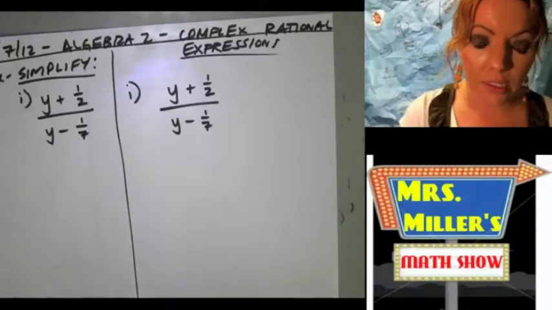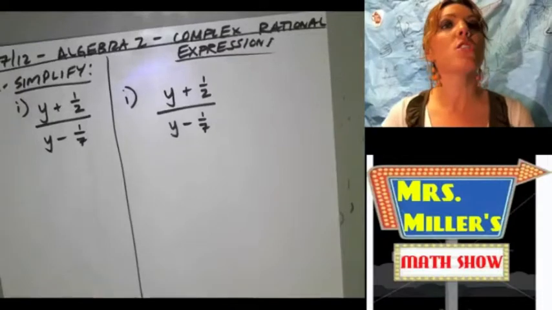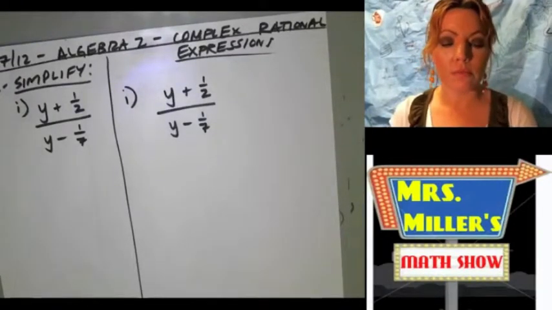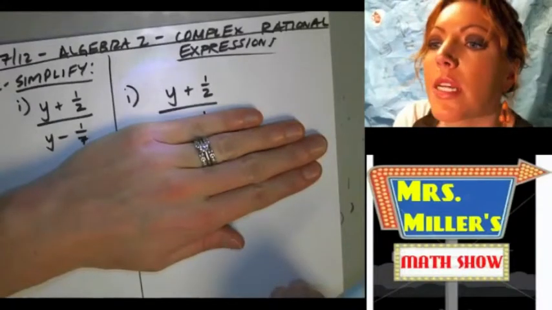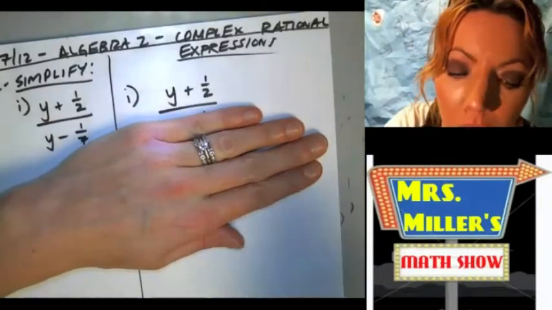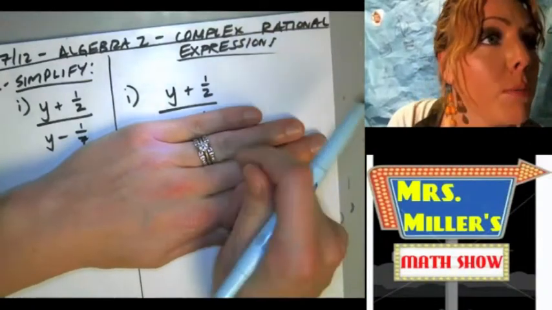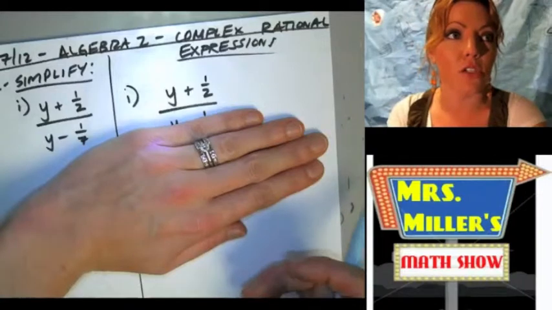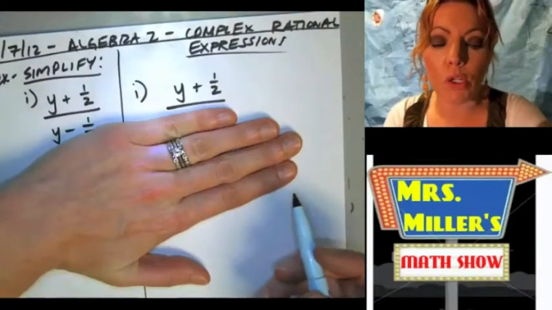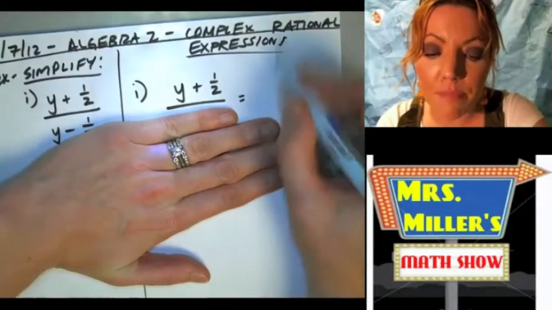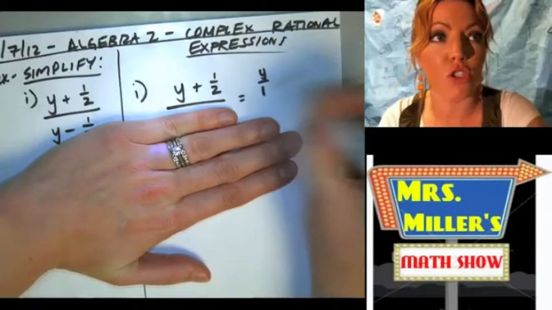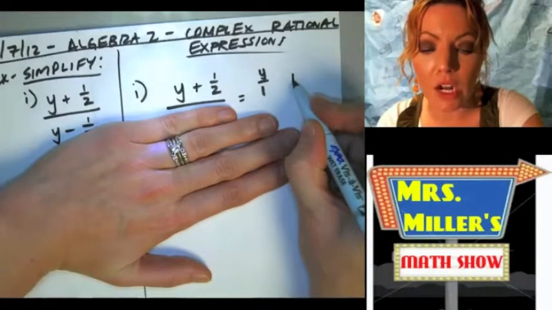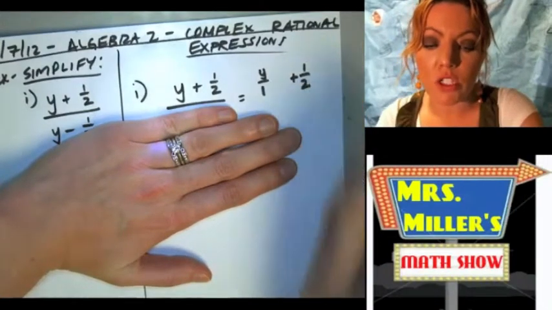Okay, here we go. So let's break this down piece by piece. Let's start with the top, okay? We spent a lot of time yesterday doing this type of problem, adding and subtracting rational expressions with unlike denominators. So how many people would agree that y is the same thing as y over 1? Is that true? Yes. Cool. So by writing it as y over 1, I did not change the problem. So would you all agree that those two things are equal to one another?